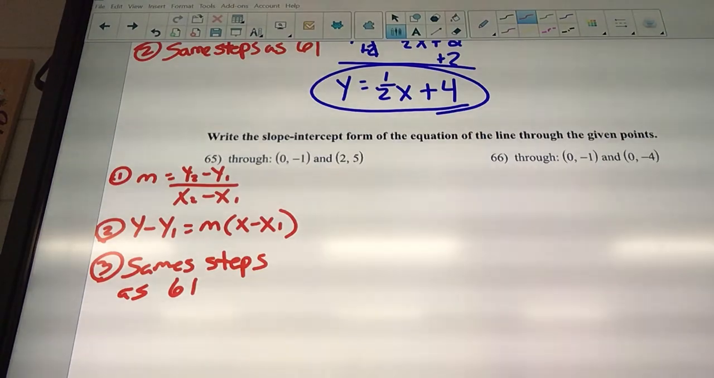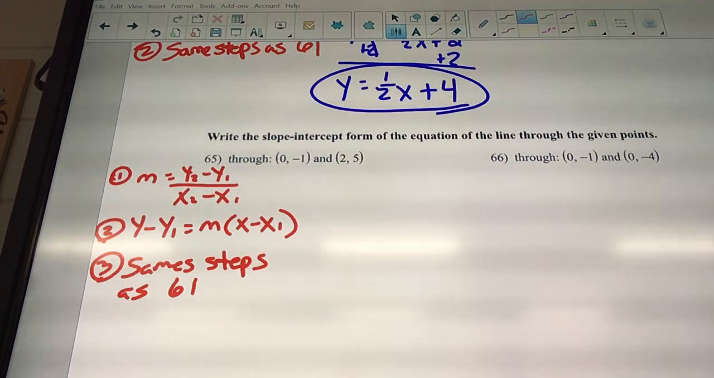Were you here yesterday? Yeah. Did you start on this? I don't think you get the name wrong. Make sure you get your name wrong. Okay.